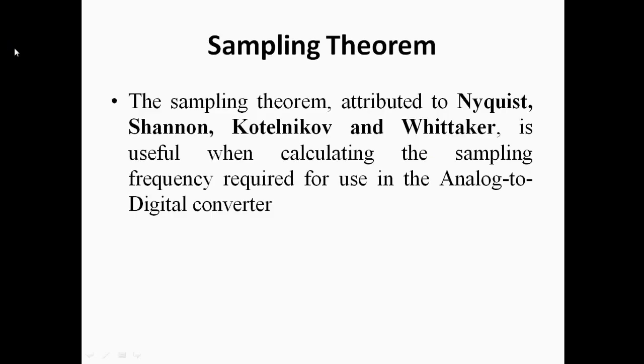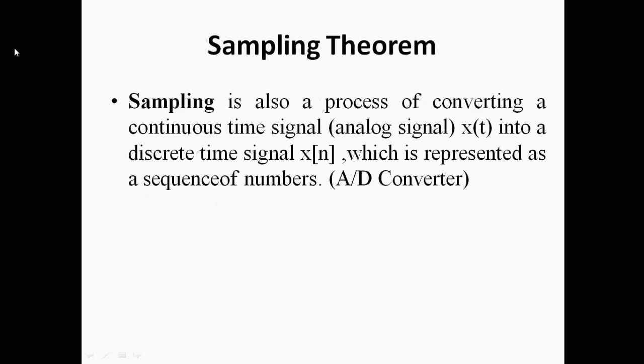The sampling theorem is attributed to Nyquist, Shannon, Kotelnikov and Whittaker, who were instrumental in coming up with this theorem. They proposed to calculate the sampling frequency that is required, which is used in an analog to digital converter. Now, before proceeding further, let us understand what is sampling.